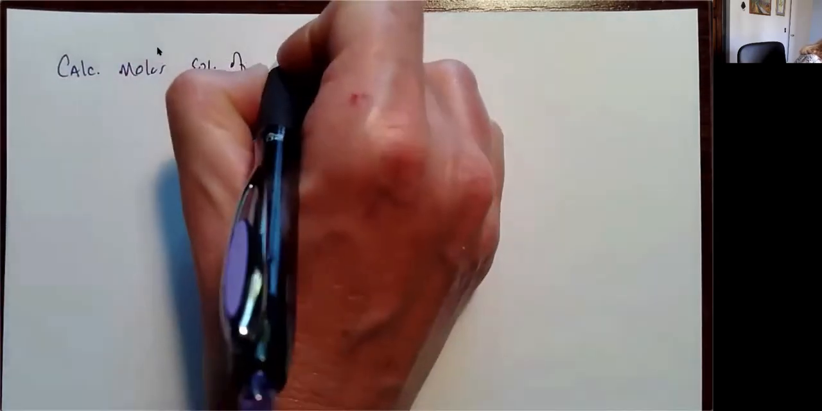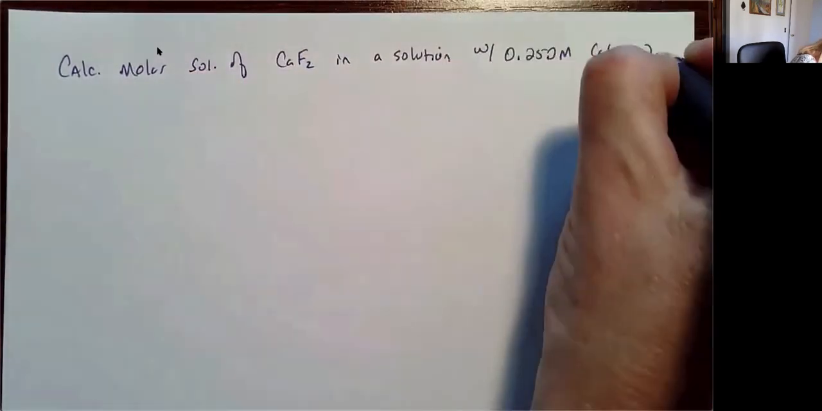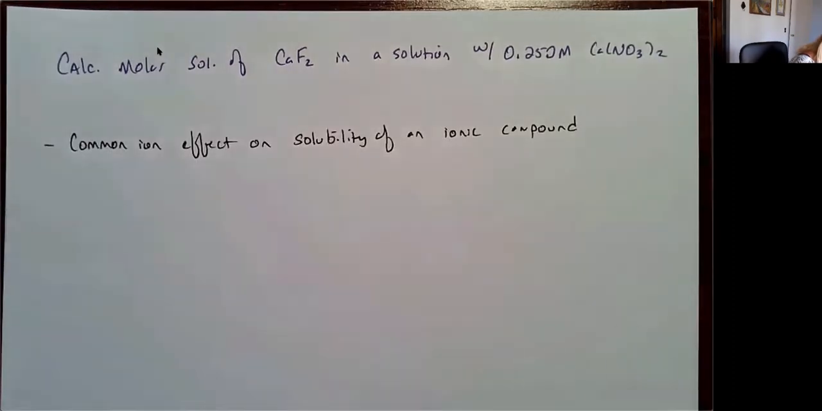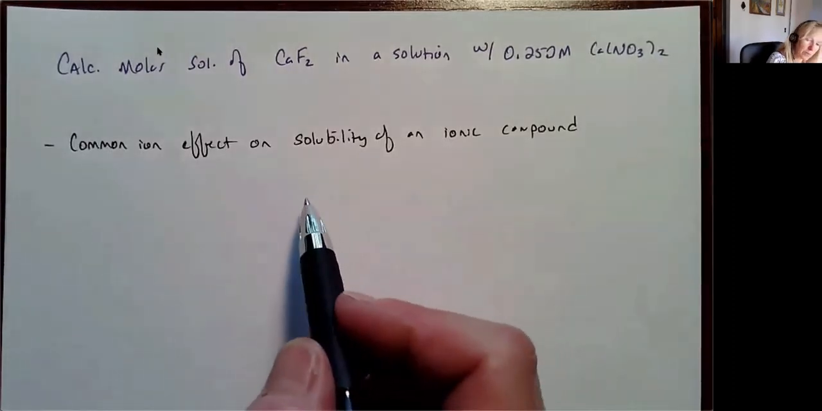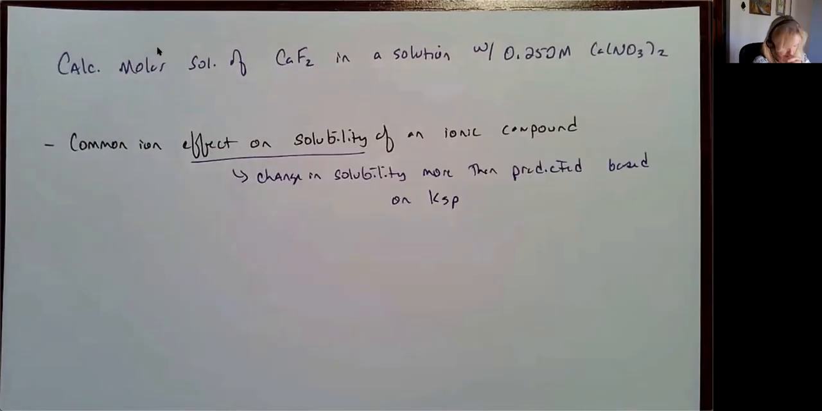So we've been looking at the solubility of these compounds just in pure water. What if I have a compound now where it's not just in pure water? So let's say I want to calculate my molar solubility of calcium fluoride in a solution with something else. I don't just have pure water, now I have a solution that has something else. This is called the common ion effect, which means I'm going to see a change in my solubility more than what I would predict just based on my KSP. So let's look at what's happening.